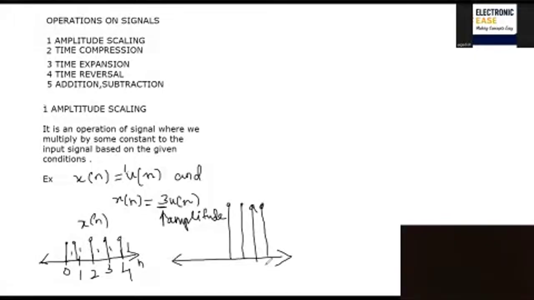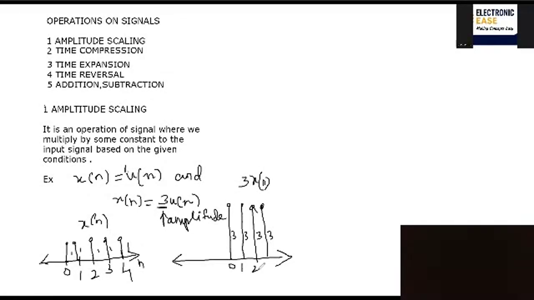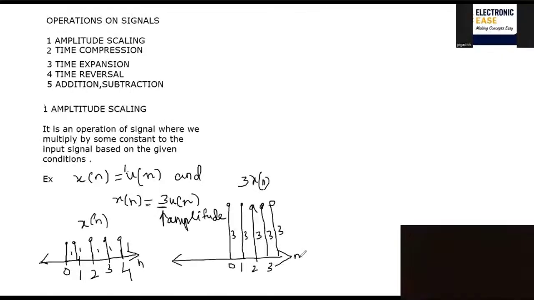So it will be same. So draw neatly on my whiteboard. If I draw freehand, you have to use a scale in your examination. 0, 1, 2, 3, and 4. The amplitude will be the same. This is the meaning of amplitude scaling.